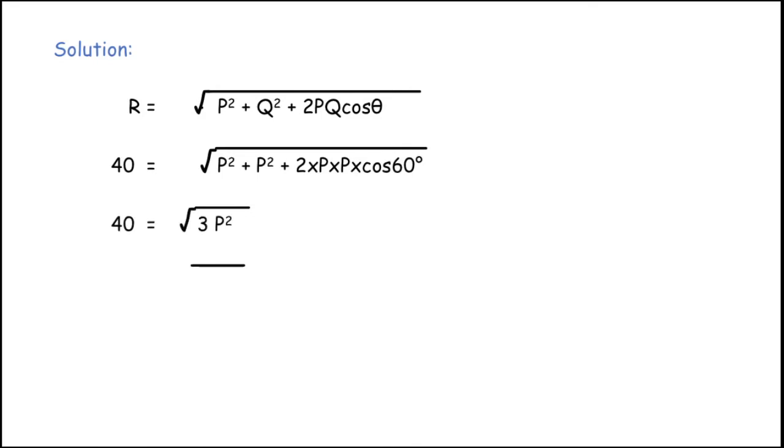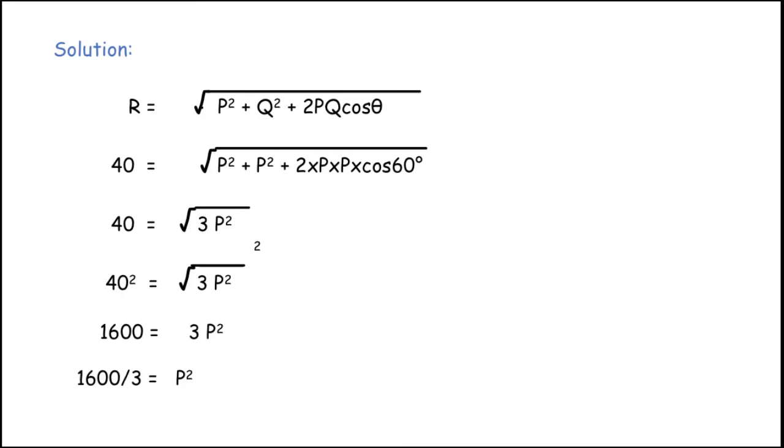So 40 equal to root of 3P square. Now we have to cancel the root. So I square on both sides and we get 40 square equal to root 3P square whole square. Now this whole square and the root are cancelled and we get 1600 for 40 square equal to 3P square. The 3P square is in multiplication. Now it is transferred to the other side as divide. So we get 1600 divided by 3 equal to P square.